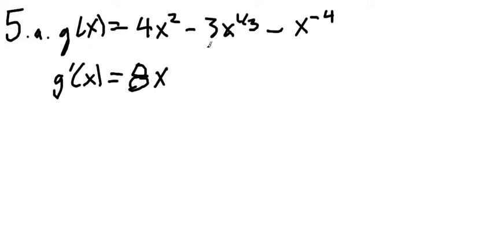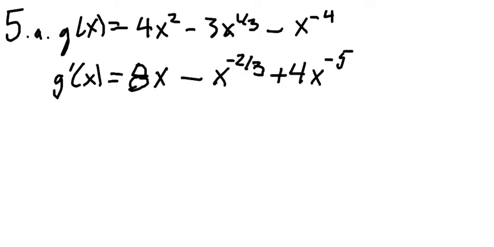All right. The next guy, I bring the power down. The power is 1/3. 1/3 times -3 gives me -1. So -1 times x to the 1/3 minus 1 is x to the -2/3. And finally, minus x to the -4. Bring down the power. -4 times -1 gives me +4. So plus 4x to the, I reduce -4 by 1 to get -5. So that's the derivative there: 8x minus x to the -2/3 plus 4x to the -5.